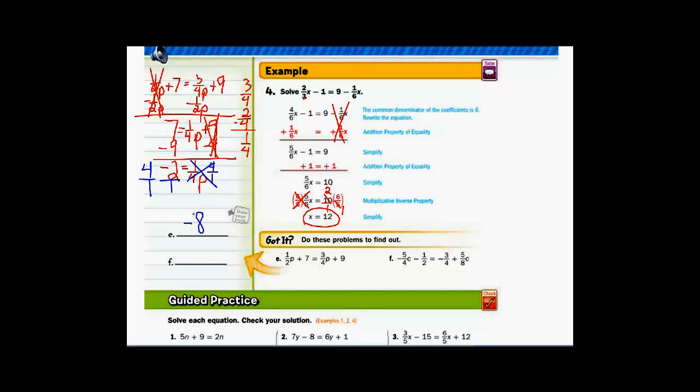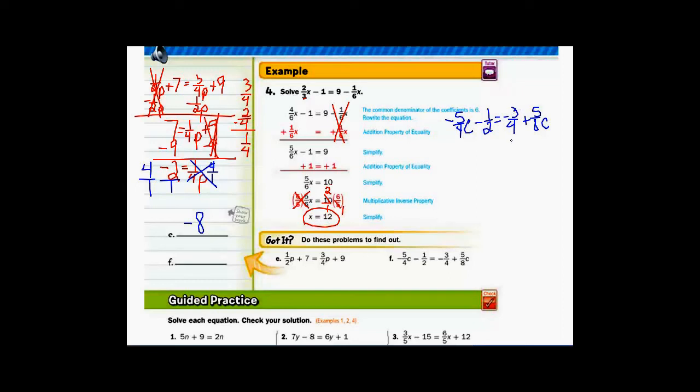-8. Over here, we've got F. -5/4 C minus 1/2 equals -3/4 plus 5/8 C. So this is all fractions. Yummy. All right, so anyway, I know this one's bigger, so it didn't really matter.